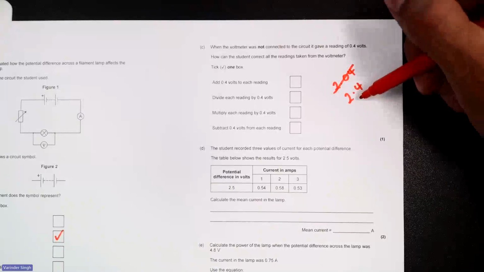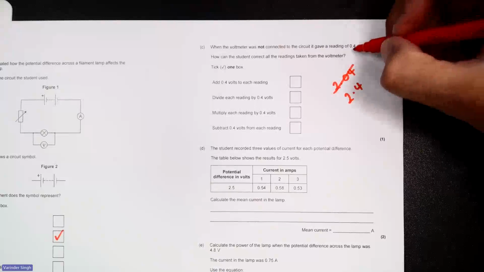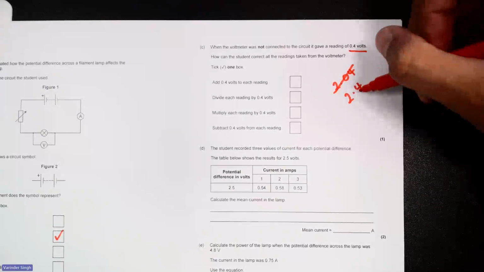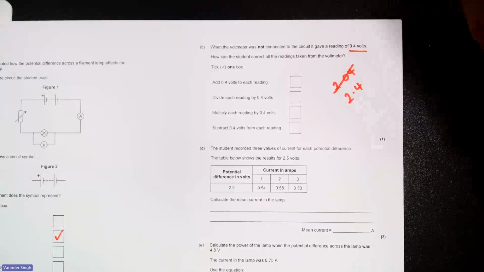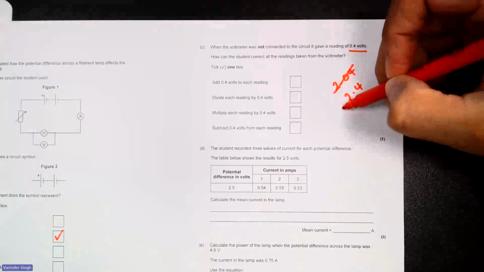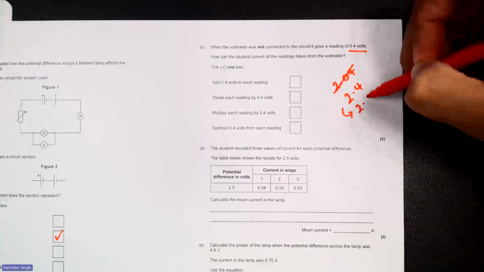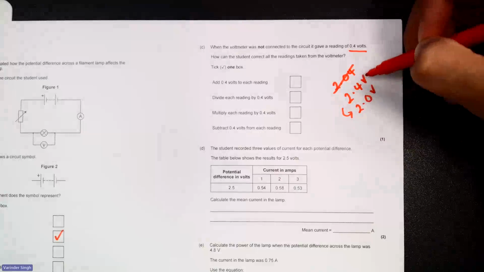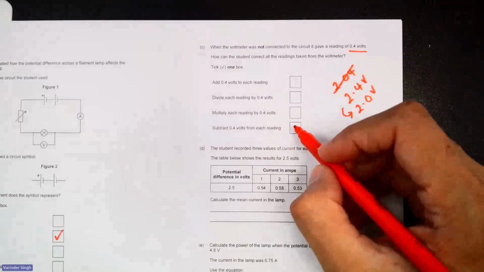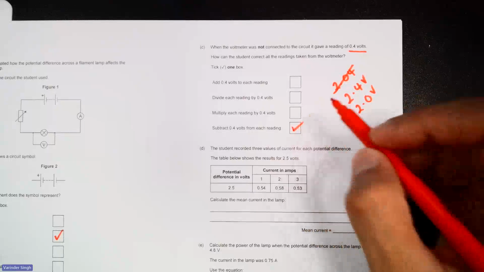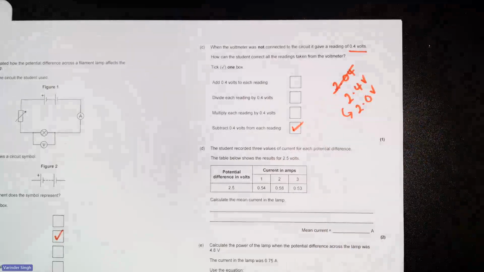So the logical thing to do there would be to subtract that zero error. So to take that 0.4 volts away from the displayed reading, meaning that this reading would actually be 2.0 volts. So the answer there is the bottom box, subtract 0.4 from each reading.